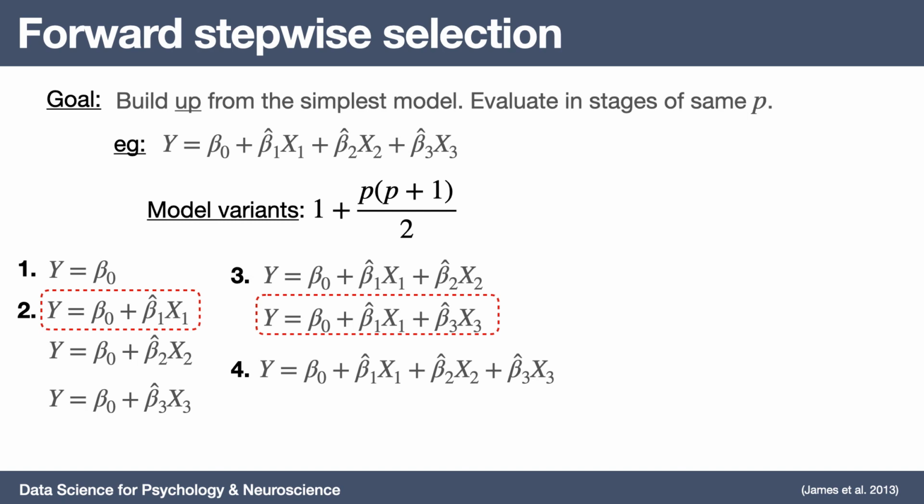Remember that with the full subset selection method, I've run 8 models. With this one, I've run 7. So I've reduced my number of models by 1.